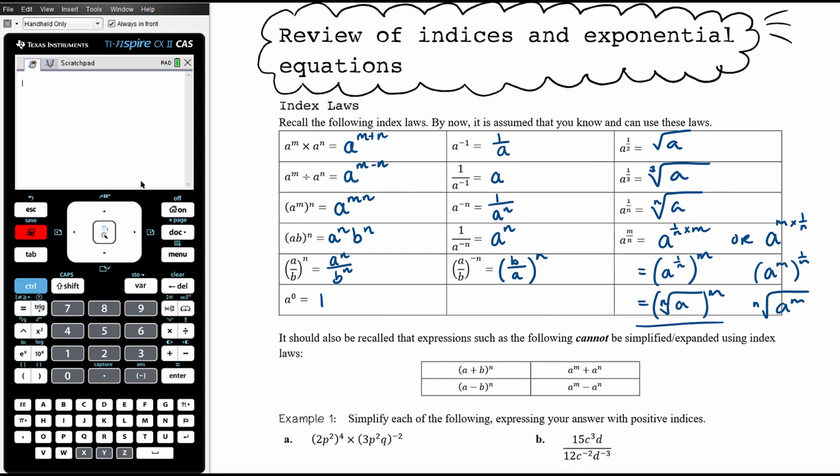But usually in practice, if you're trying to evaluate something to a fractional power, a non-unit fraction, it's easier to take the root and then raise it to a larger power rather than do that in reverse, because it's easier to make the number smaller before you then make it bigger again.